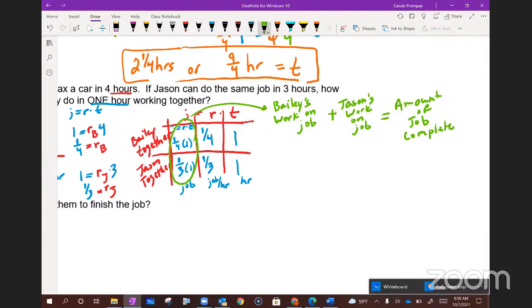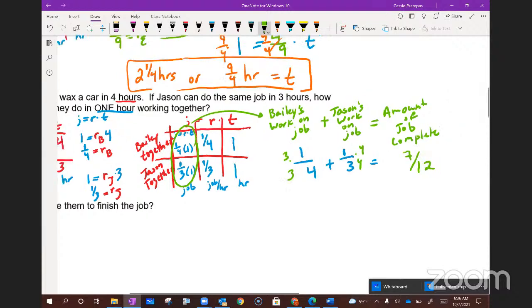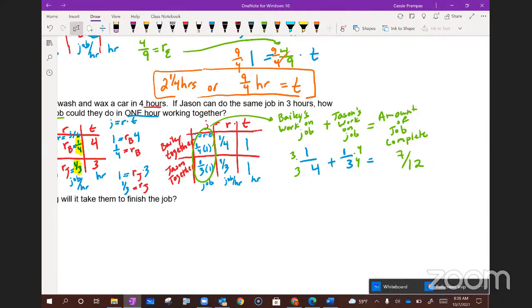And so now I'm going to fill these values in. So I have 1/4 plus 1/3 will equal the amount of the job that they've completed. So what do I need to do? I need to get a common denominator, multiply this by 3/3, multiply this by 4/4, and I can see that they have completed 7/12 of the job. So a little bit over half working together. So I would just say 7/12 of the job.